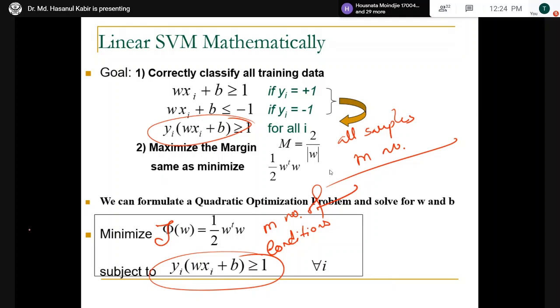Let's say I will show you a figure. Let me show you a figure.